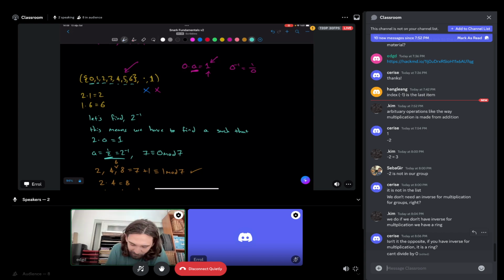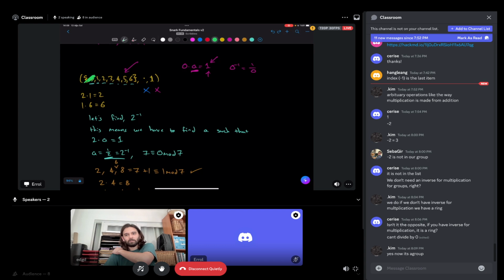But if we remove 0, is it a group now? Now we have 1, 2, 3, 4, 5, 6 under multiplication, and 1 is the identity element. Would this be a group? Yeah, it is. It is now a group.